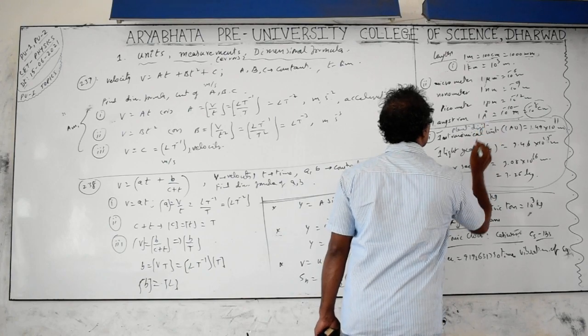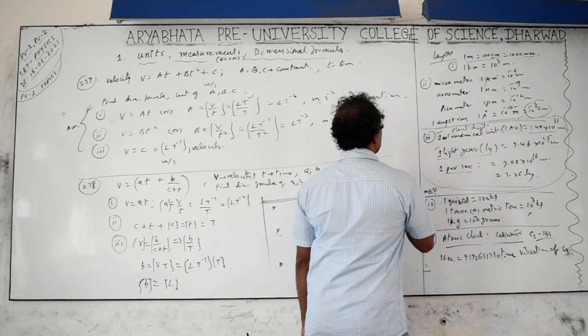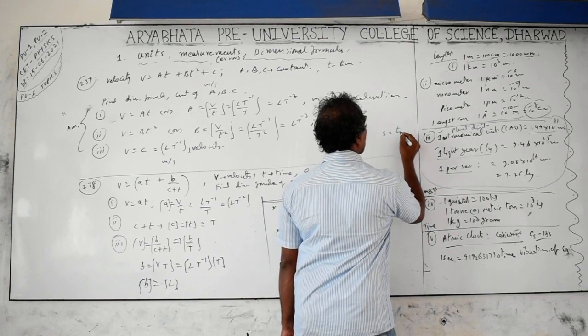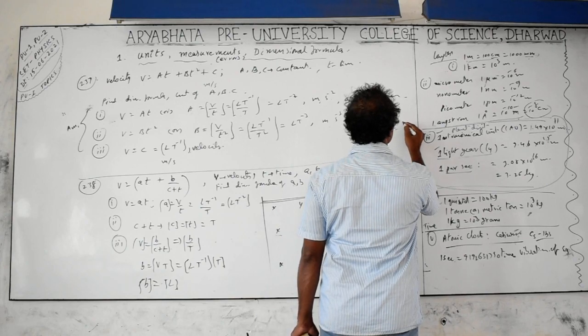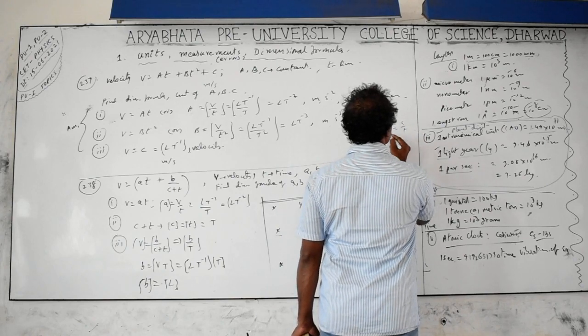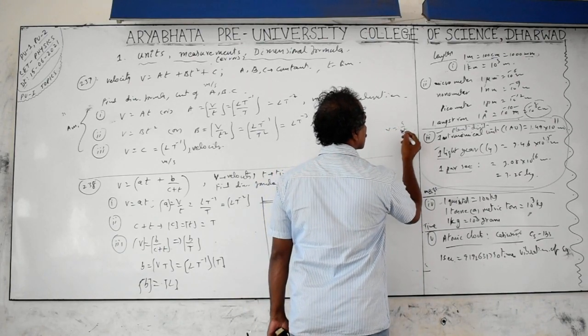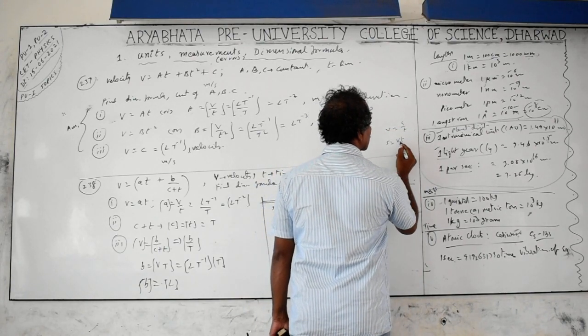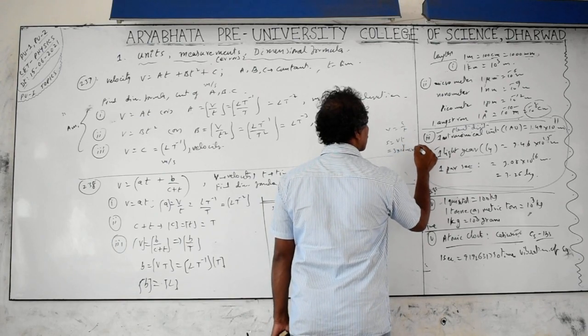Planet distances. Next is the light year. The distance traveled by light in 1 year is called a light year. Speed equals distance by time. We take speed as V or C, distance by time. The speed of light we take with the symbol C, but you can take V also. So distance equals speed into time. Here speed is 3 into 10 to the power of 8 meters per second, and time is 1 year.